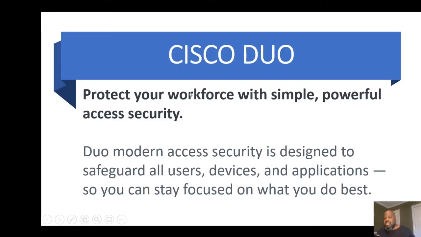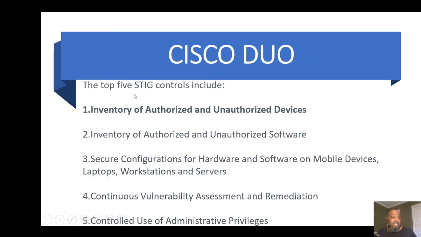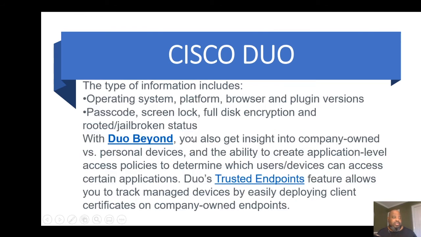So Cisco has a couple other products. Now we're going to talk about Zero Trust at a high level. So Duo: protect your workforce with simple and powerful access security. Duo modern access security is designed to safeguard all your users, devices, and applications so you can stay focused on what you do best. So the first thing we're going to look at is inventory of authorized and unauthorized users. And the second thing we're going to look at is inventory of authorized and unauthorized software.